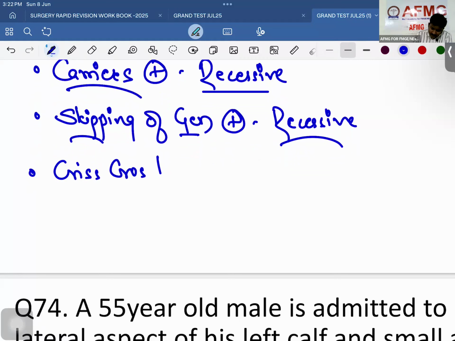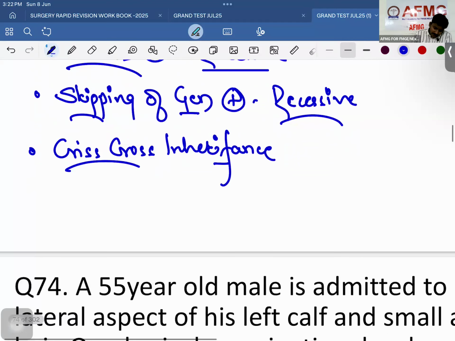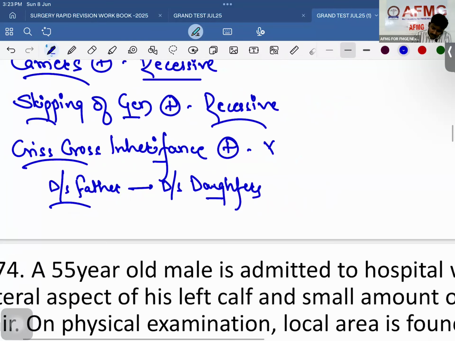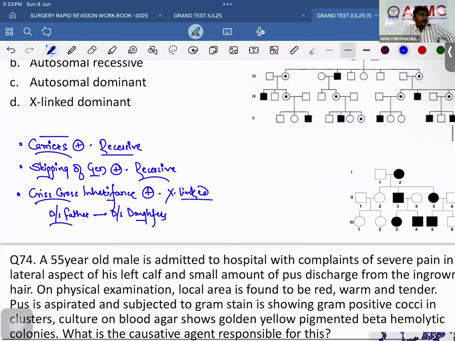Crisscross inheritance का मतलब mainly, a diseased father who is there is going to transmit the disease only to all the daughters. ठीक है, तो please remember, if a diseased father can only transmit the disease to all the daughters, not to the sons, this is called crisscross inheritance. If crisscross inheritance is present, then it is X-linked or autosomal? If crisscross inheritance is present, then it is X-linked. Hopefully that's clear to all of you now.